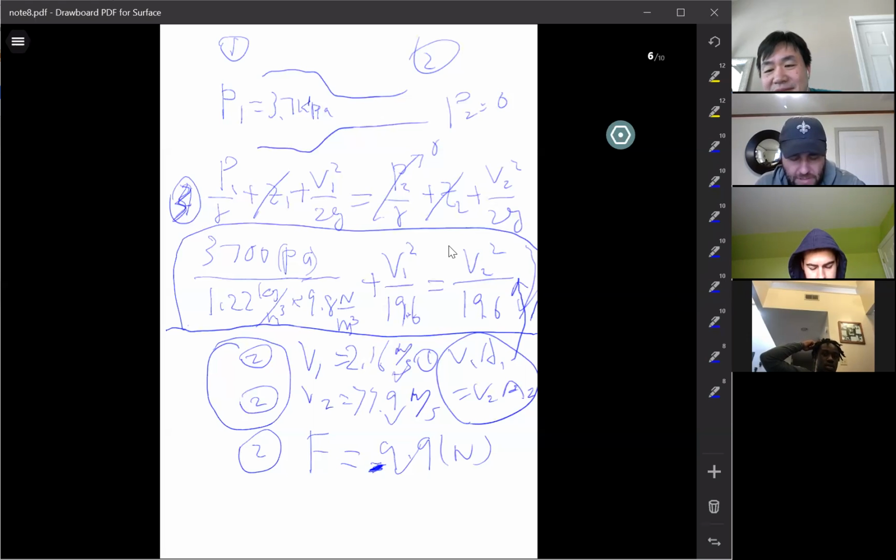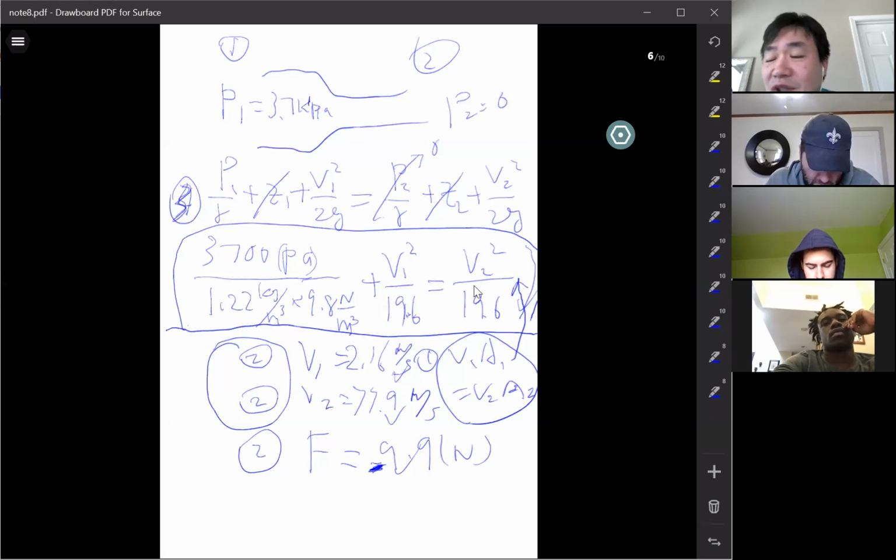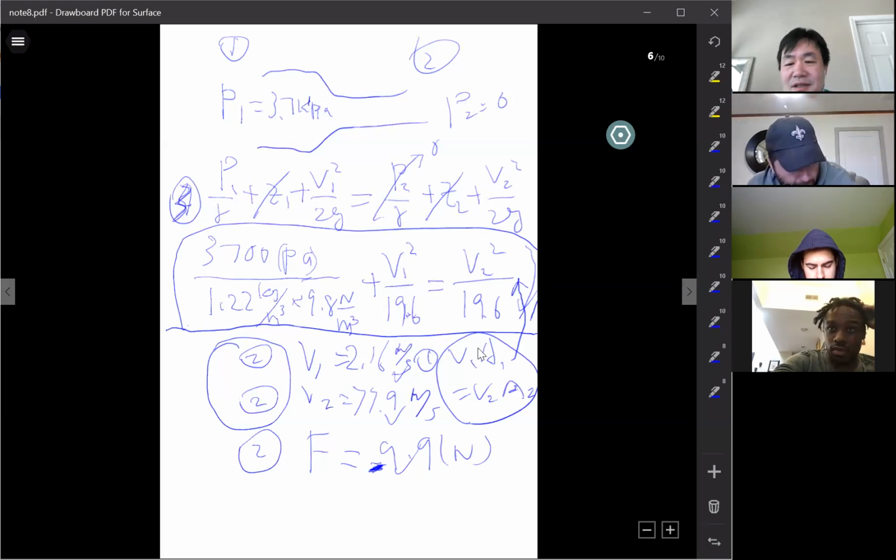What I did, with the conservation of mass I solved for V1, and then I was plugging it back into the formula that we had for F. But you still need Bernoulli to be able to solve for V2. Remember, two equations, two unknowns. If you have two equations, you can solve both unknowns. This is just algebra.